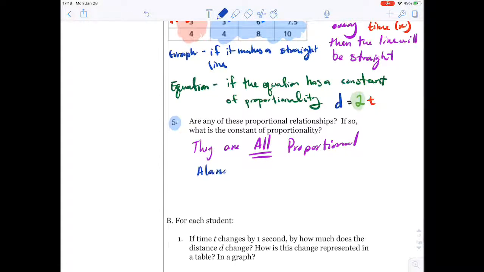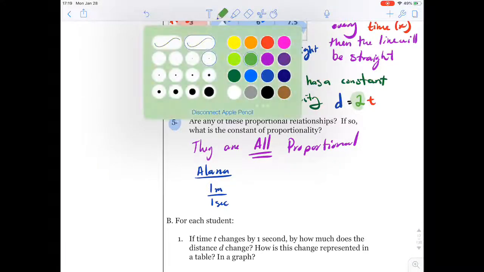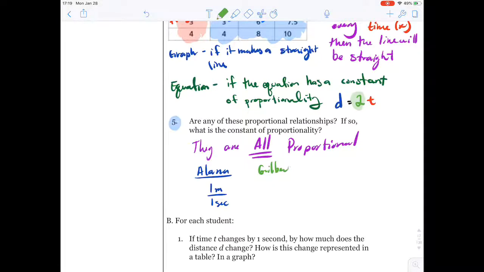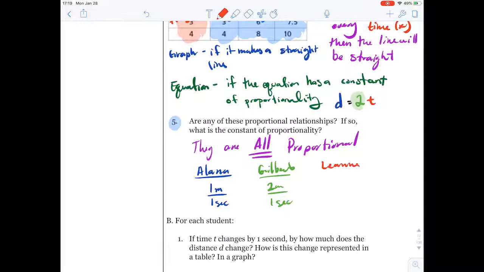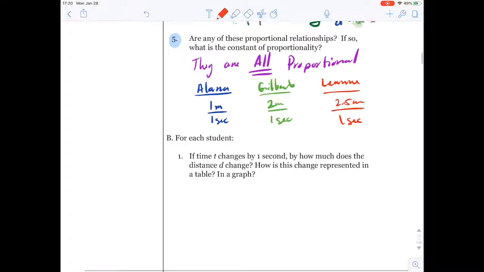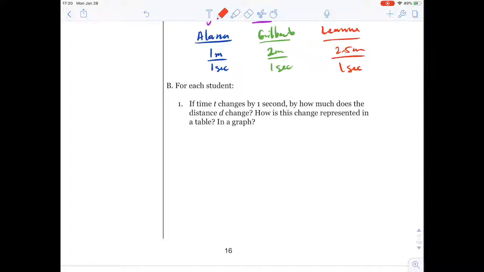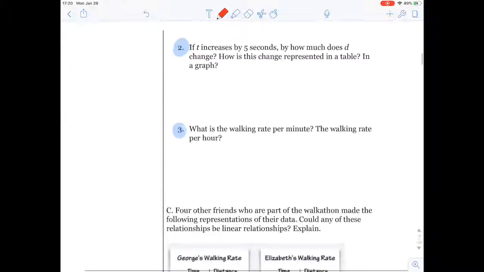So here for Alana, her change in distance was 1 meter for every 1 second. Gilberto is 2 meters for every 1 second. And Leanne is 2.5 meters for every 1 second. Okay. Thank you. Okay, so for each student, if the time changes by 1 second, did I ask for this one? No, let's do this one.